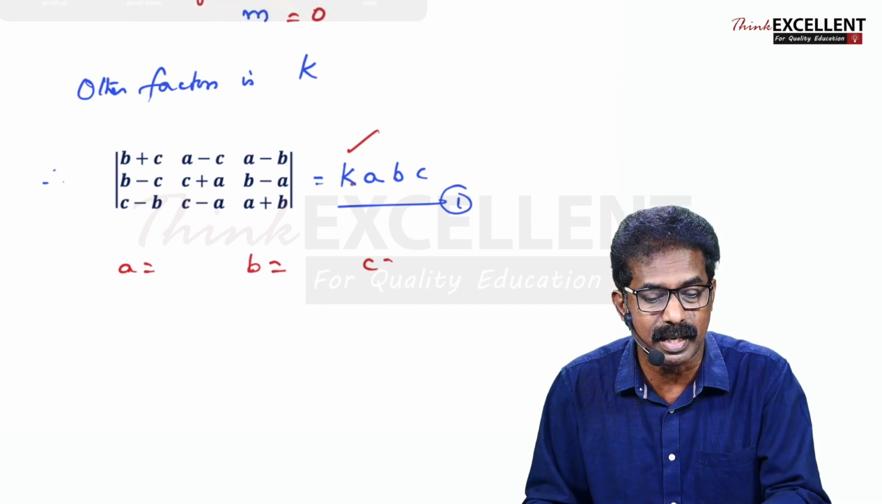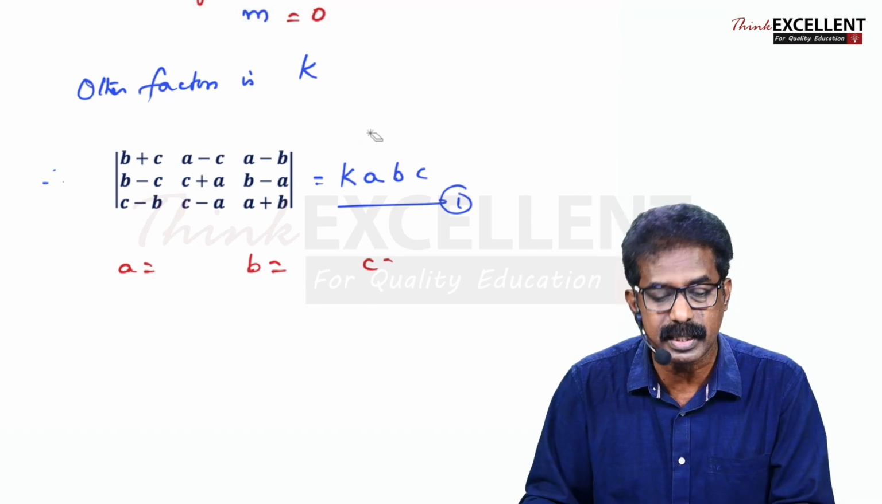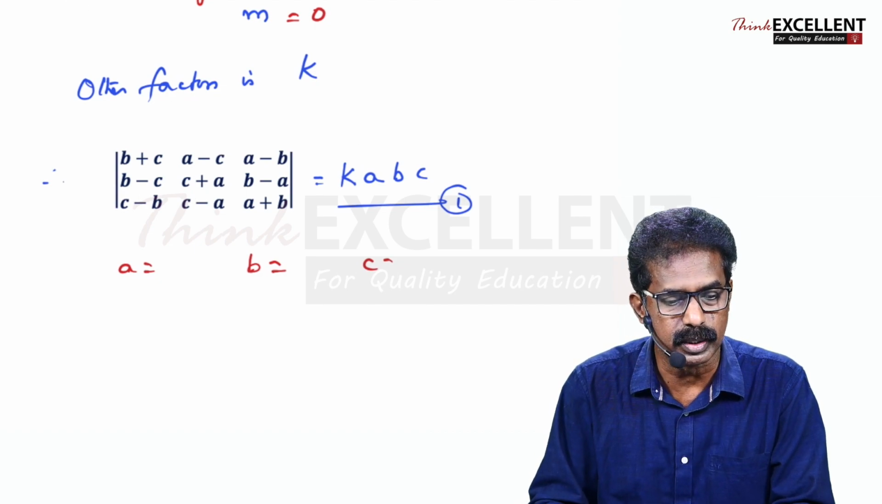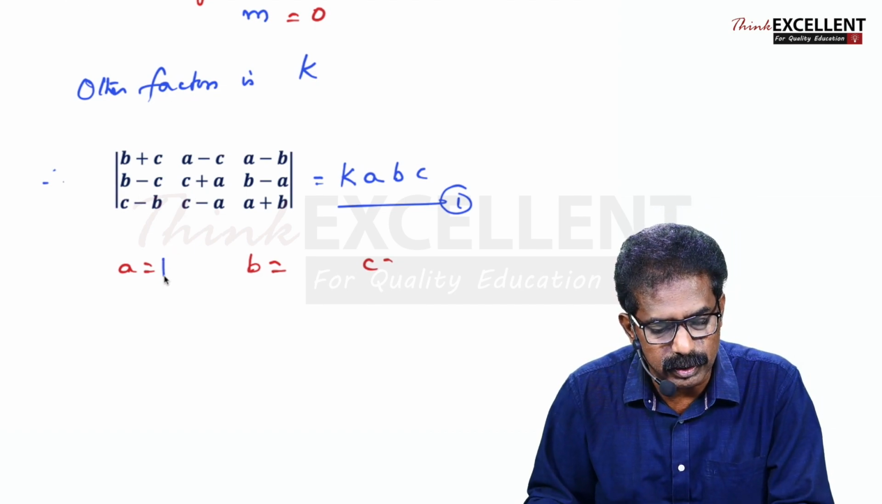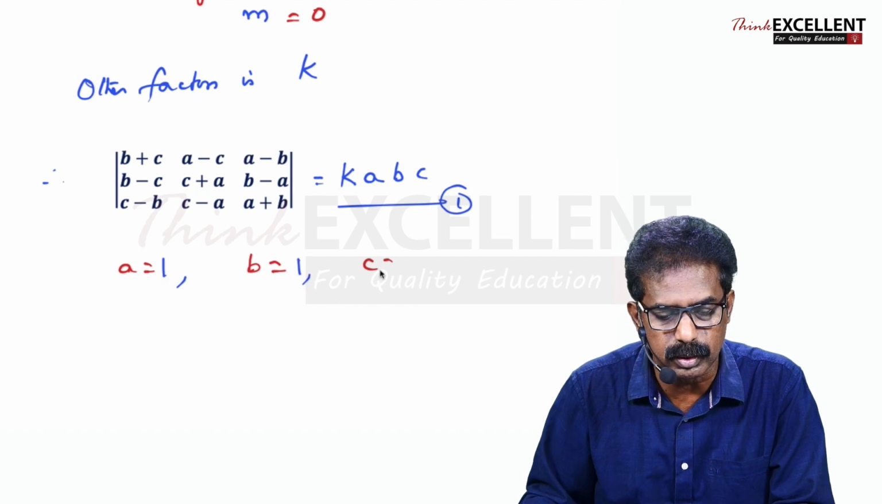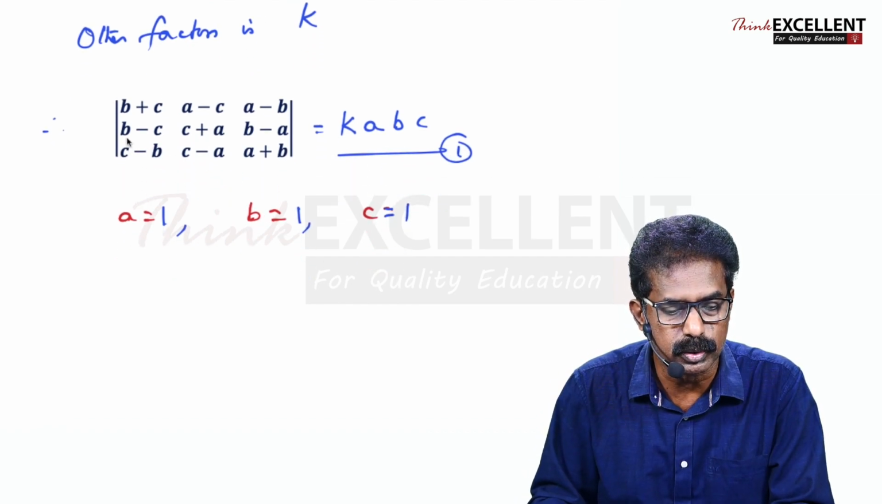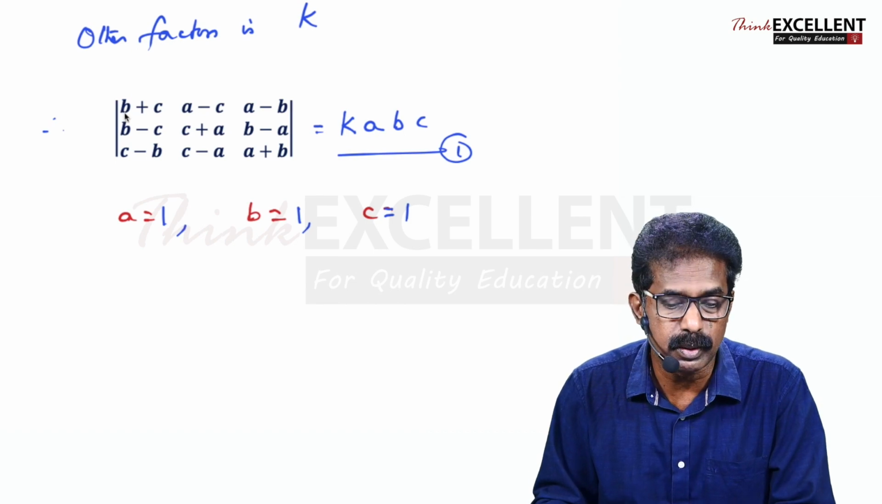We want to find the K value, so don't give 0 in this case. You can't put 0 here. You give some other number, a very easy value. Put A equal to 1, B equal to 1, C also equal to 1. If you substitute A value 1, B 1, C also 1.